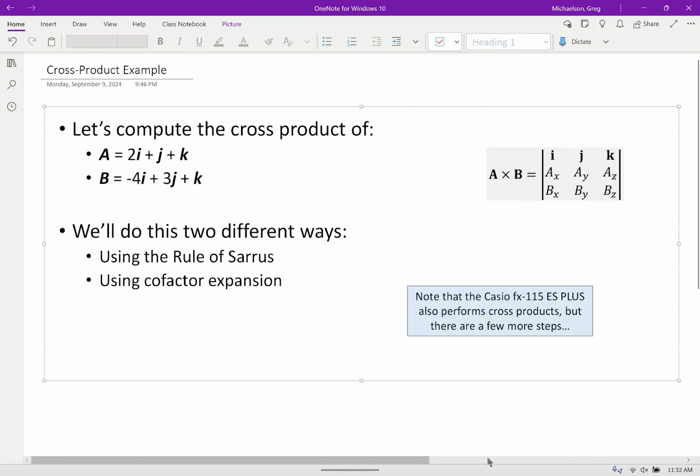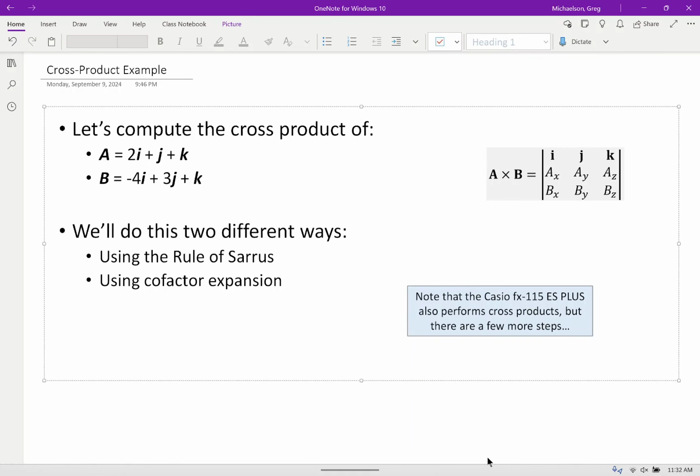So here's the cross product that we're going to compute, and we're going to do it two different ways. Now I'm going to go ahead and tell you what the answer is to this cross product before we even do any math. So I propose that A cross B is going to equal negative 2I minus 6J plus 10K. Okay, so that's the answer. I'm going to show you two different ways of doing that.